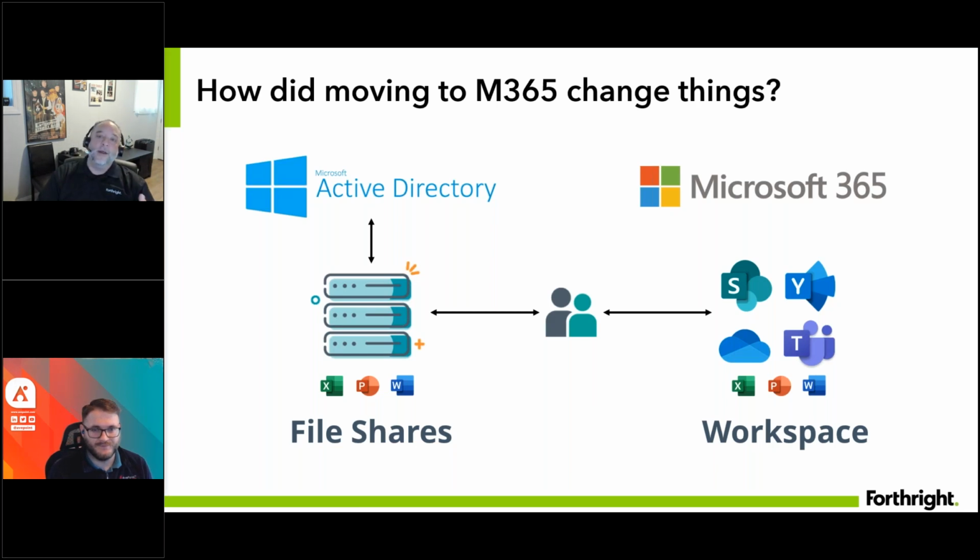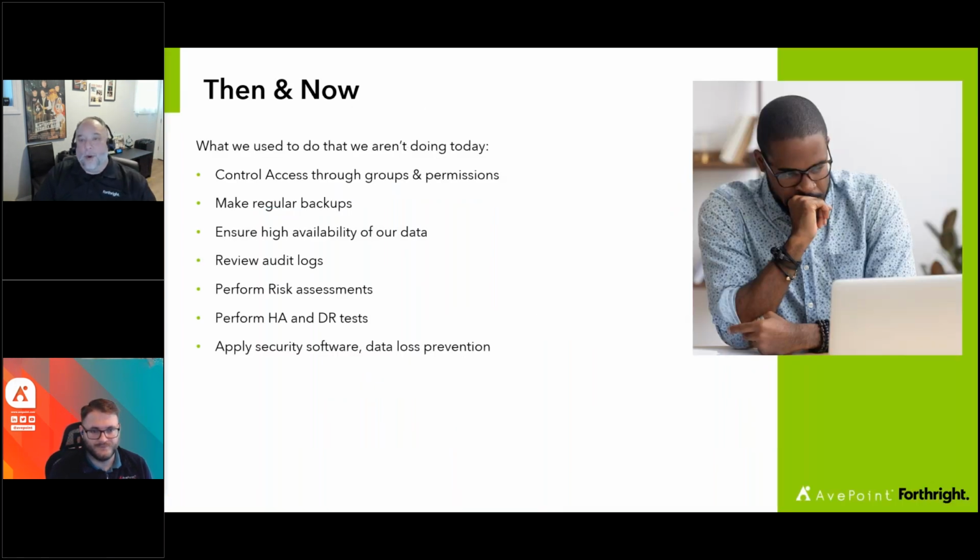So if we go to the next slide, we'll talk about what this used to look like. In the past, we had complete control through access groups and permissions, all managed through AD. It was very simple. We could make regular backups. High availability, we had very defined solutions for this. Auditing was easy. This is technology that's literally been around for decades, so we understood how to do various risk assessments. HA and DR tests were easy. Honestly, this was not a problem we didn't understand how to solve because it's been around forever, lots and lots of solutions, and we had control of it.